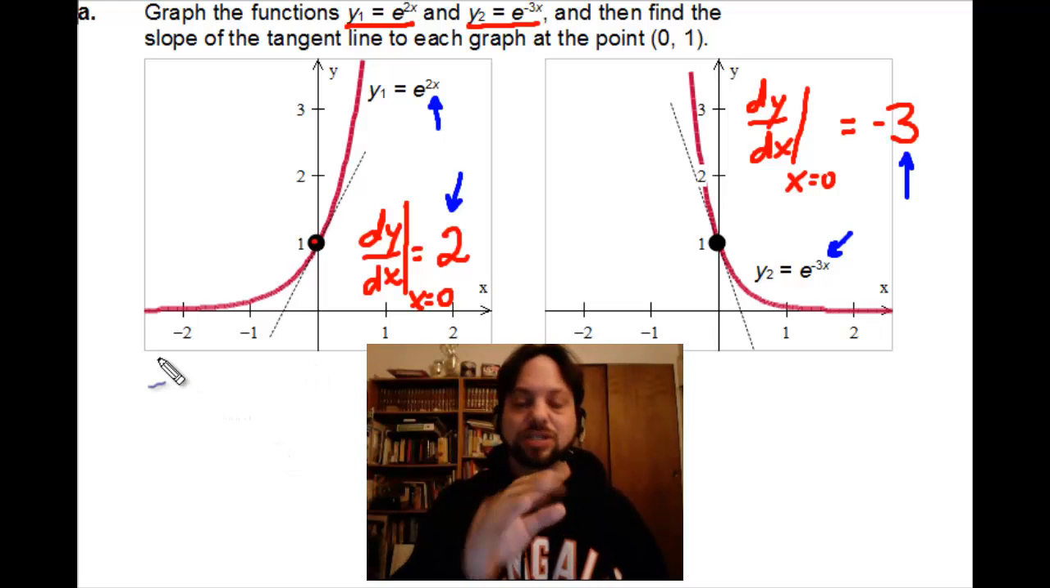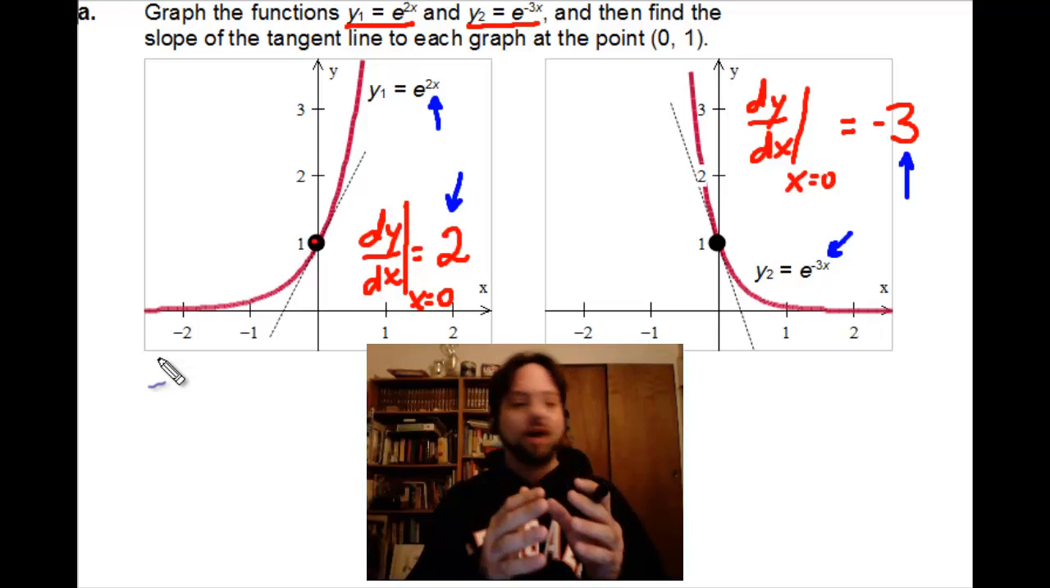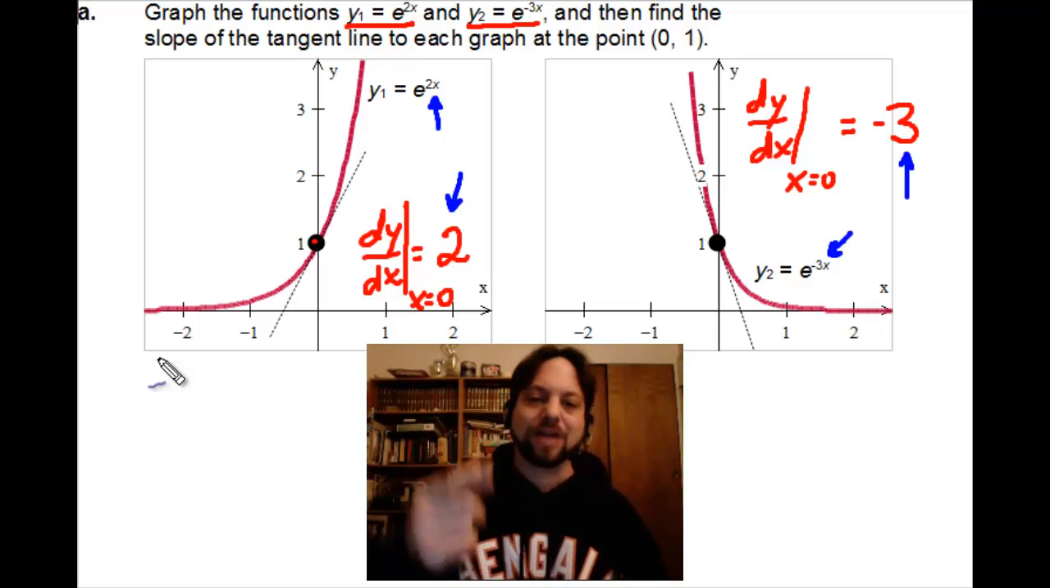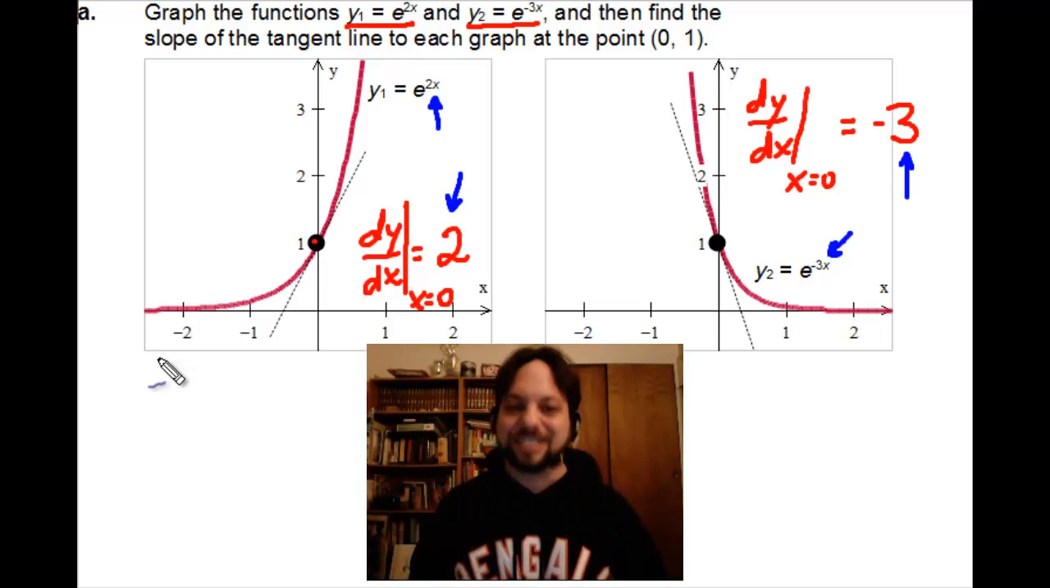And with this exercise, I'm going to pause here and move on so that we can actually look at the derivative of the exponential function. Then I want you to go back, look at example A, and see that it did, in fact, make a whole lot of sense. Let's go ahead and look at these derivatives now.